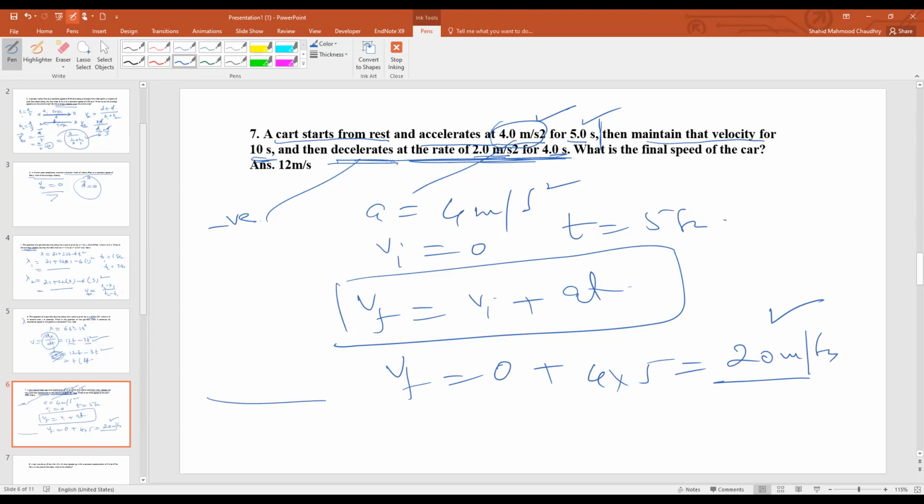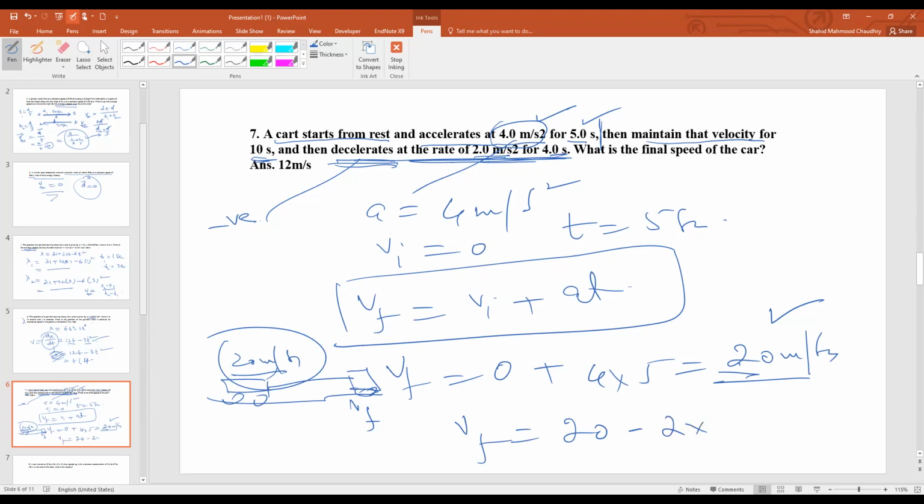You can understand this question. The car is moving with this velocity, which means 20 meters per second. Now the deceleration is starting. It means you are applying the brakes. When you apply the brakes, now you need the final velocity. So the initial velocity is 20 that we already did, and the acceleration is minus 2 into 4. So 20 minus 8 is equal to 12 meters per second.